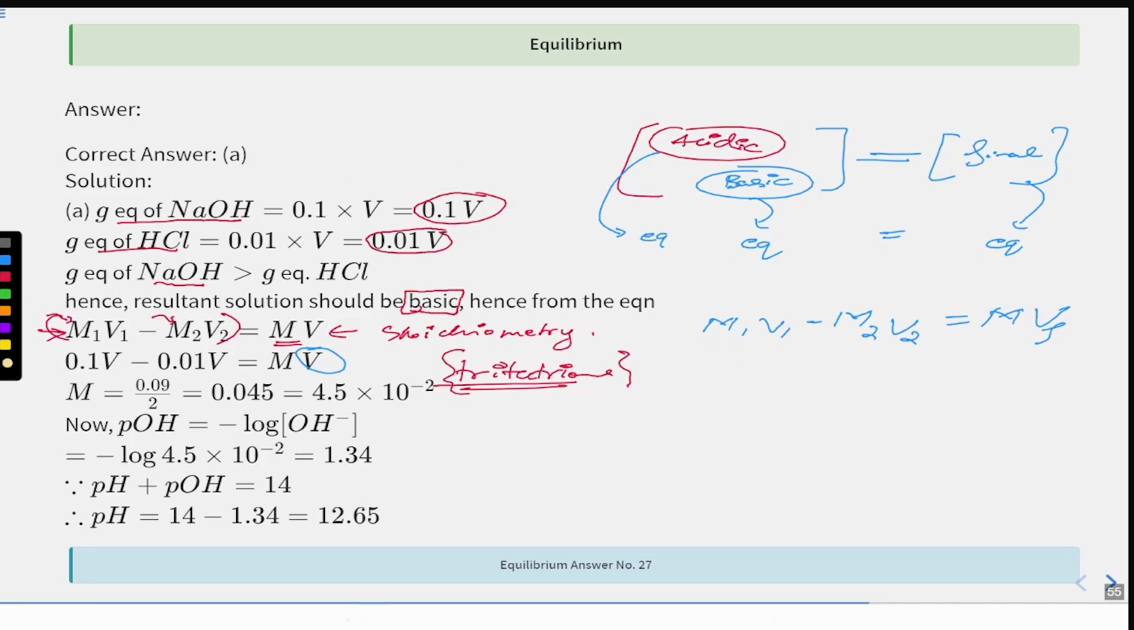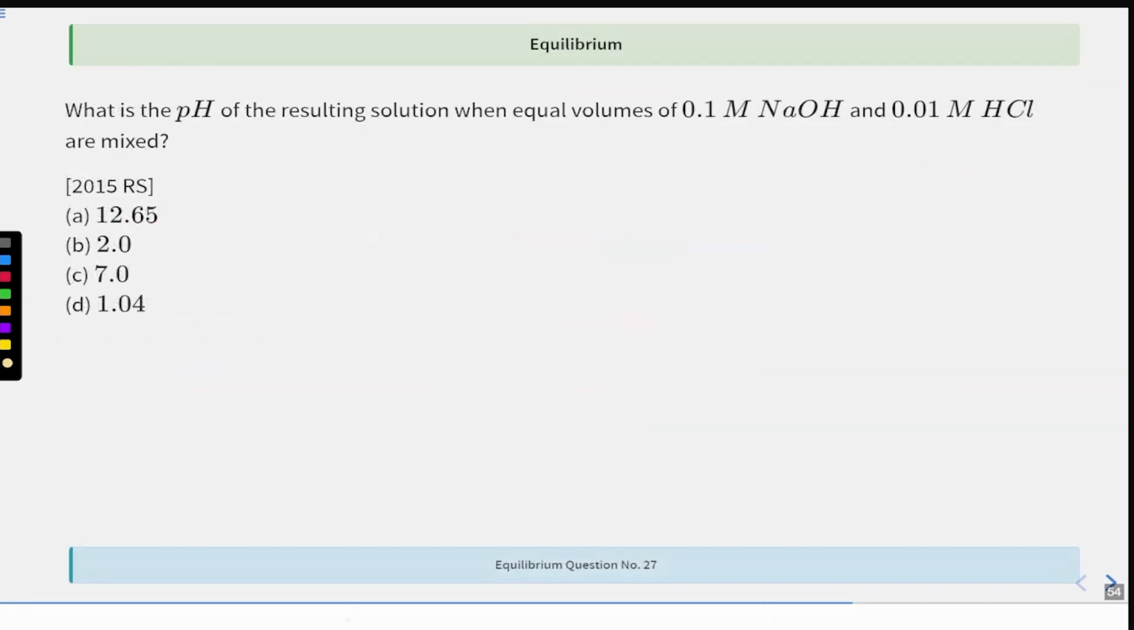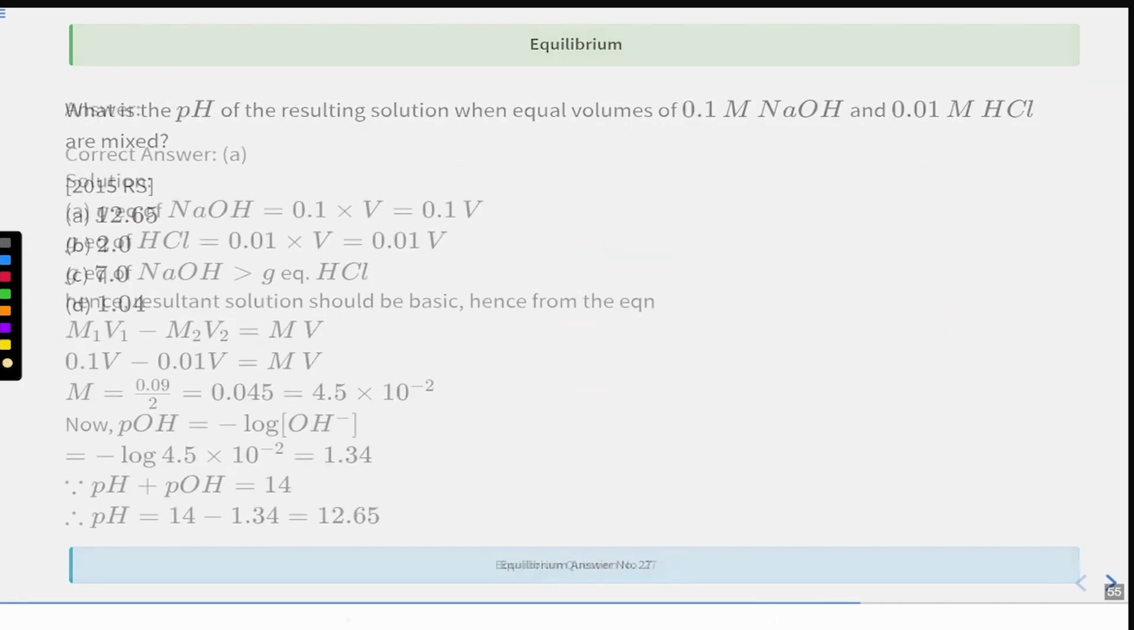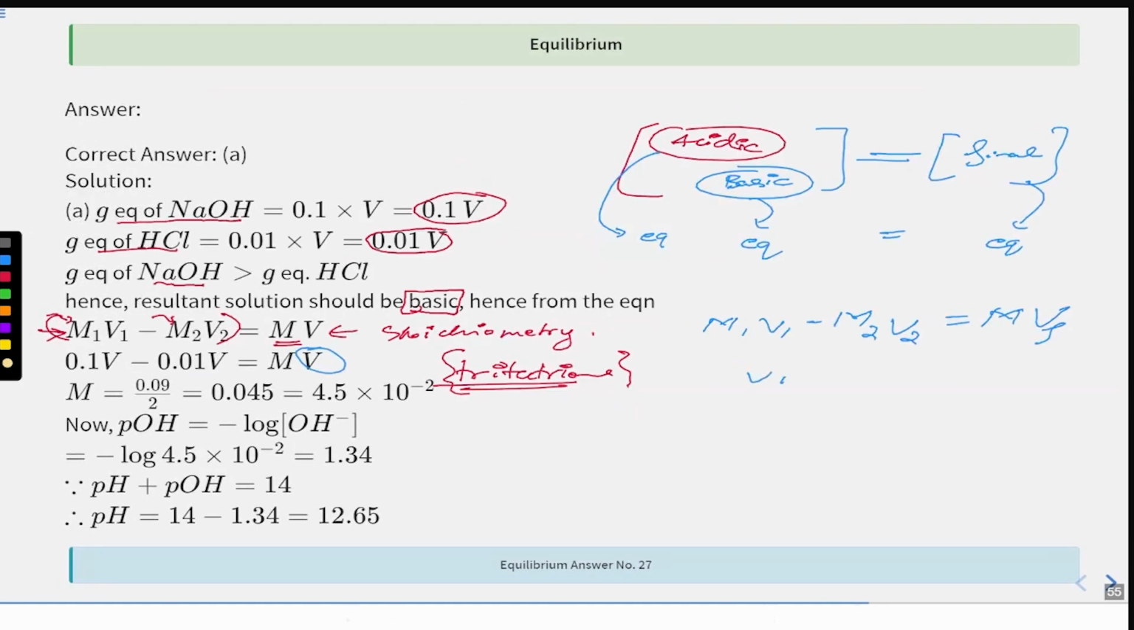V final. Now in this question they have told you that you've mixed equal volumes of this. Because you mixed equal volumes, V1 will be equal to V2 and that will be equal to V final. And therefore, you can technically say M1 minus M2, taking V common, is going to give me MV. Now, M is the molarity over here. So you have the gram equivalence of this particular part, which is basically your molarity into your volume only. So this would be 0.1 minus 0.01, and that would be the molarity of this given solution.